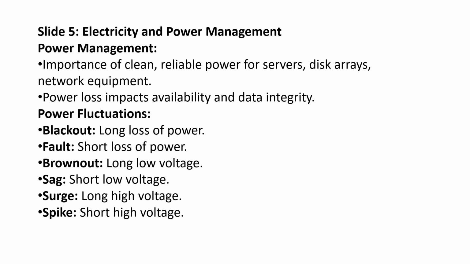There are some forms of power fluctuations and they are termed differently. Blackout is when there is a long loss of power. Fault, when there is a short loss of power. Brownout, when there is a long low voltage. Sag, when there is a short low voltage. Surge, when there is a long high voltage. Spike, when there is a short high voltage.